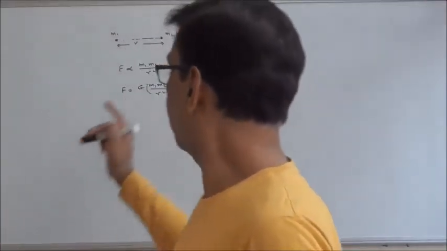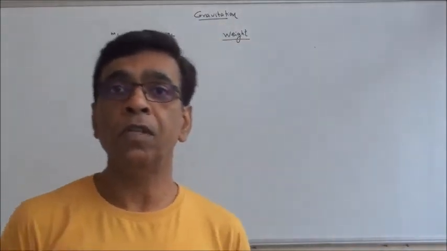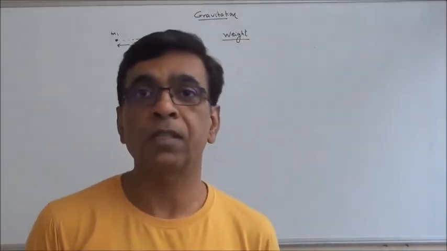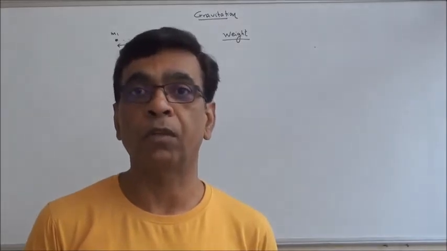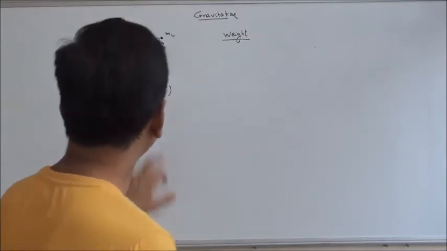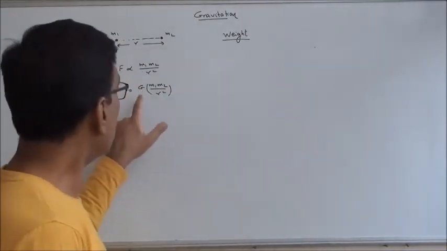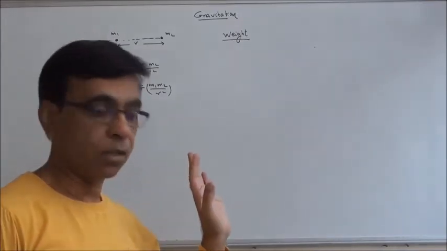So this is Newton's law of gravitation that we have discussed so far. The force between two point masses is directly proportional to the product of masses and inversely proportional to the square of the distance between them. F is equal to G m1 m2 by r square, where G is the universal gravitational constant.